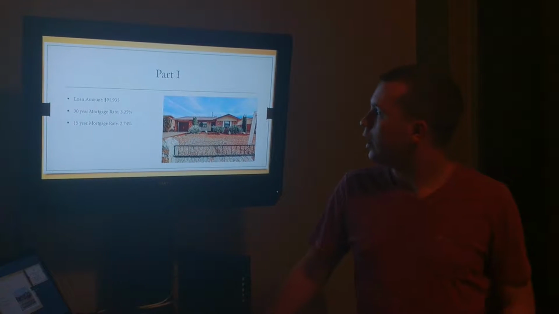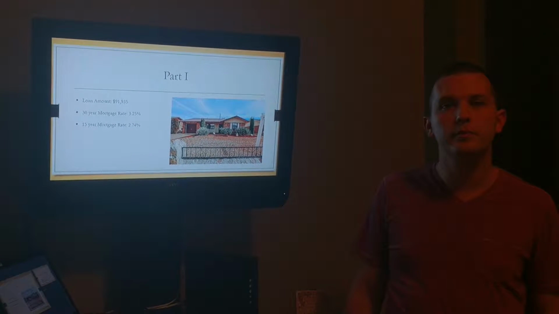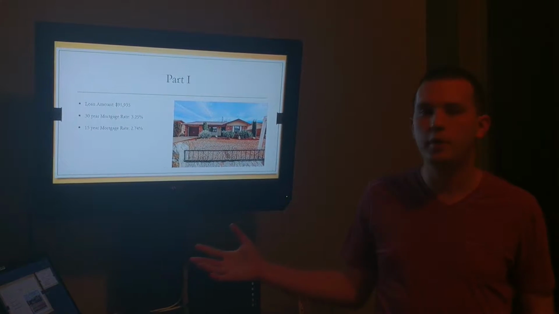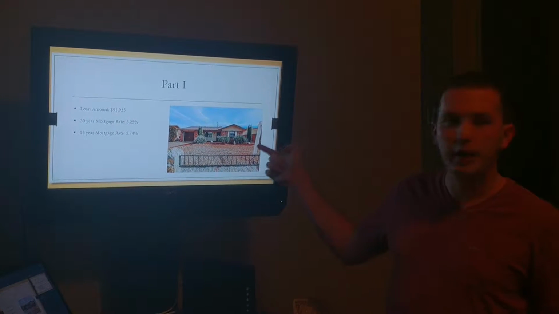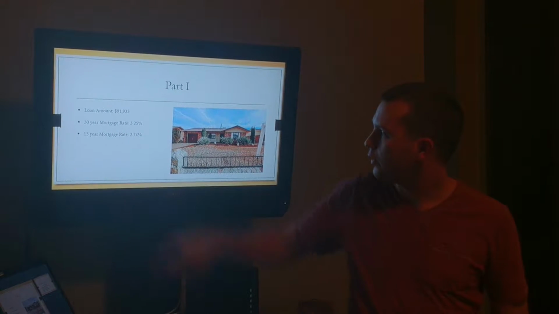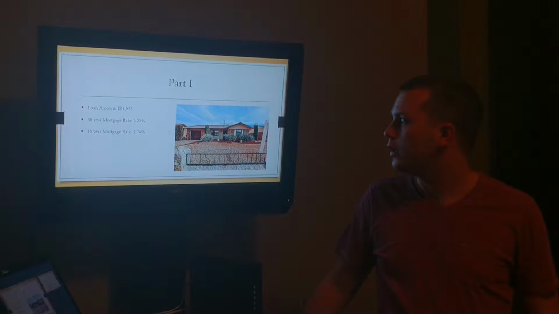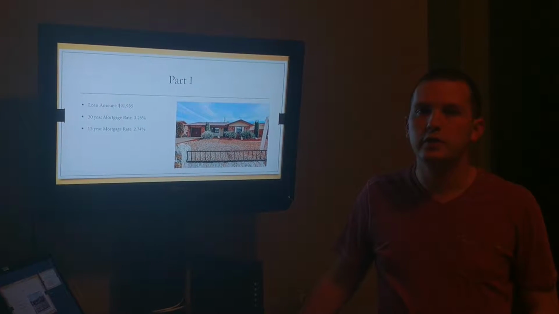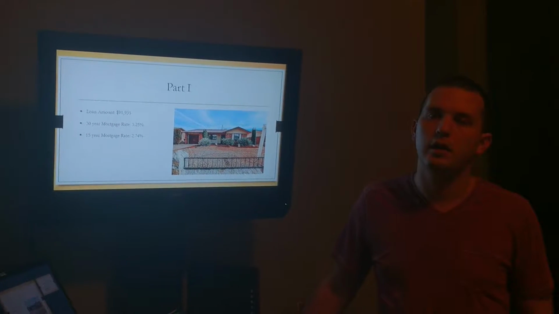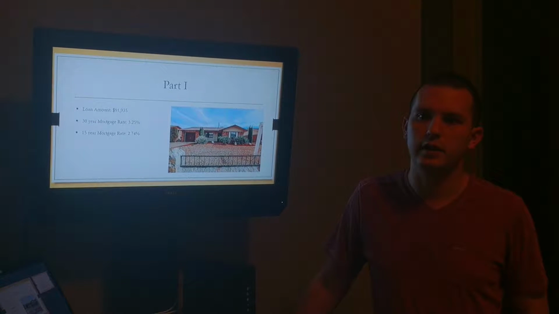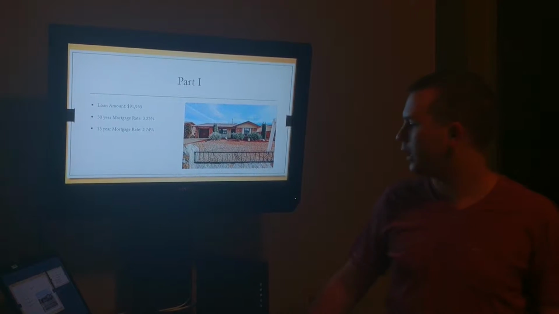Part one was to find my dream home or my own home, and this is a picture of my house. This is the amount that we bought it for, $91,935. Our rate was 3.25%, and historical data shows that a 15-year mortgage at that time would have been about 2.74%.